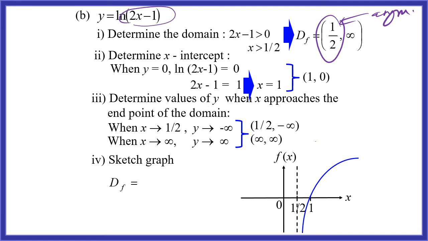Now, the domain is from 1 over 2 to infinity, and the range is always from negative infinity to infinity. Okay, the difference is that the domain of the exponential is always negative infinity to infinity, but for the range of a logarithmic function, it's always from negative infinity to infinity. So it will be the opposite. So let's continue with question C.